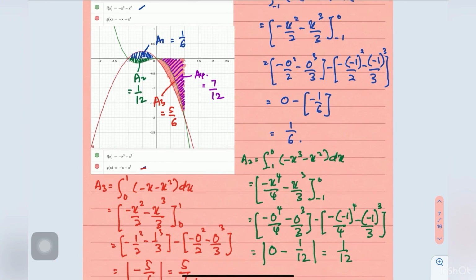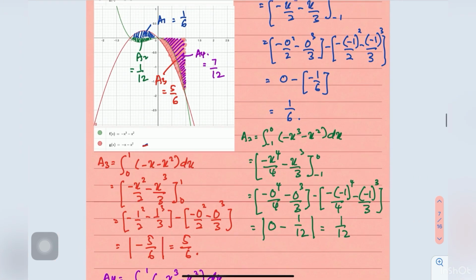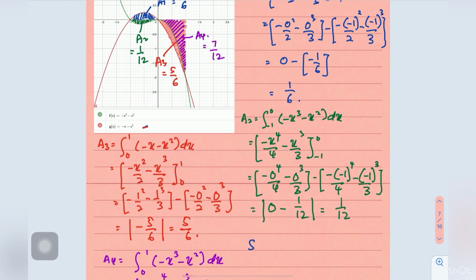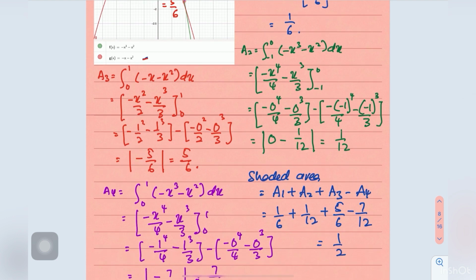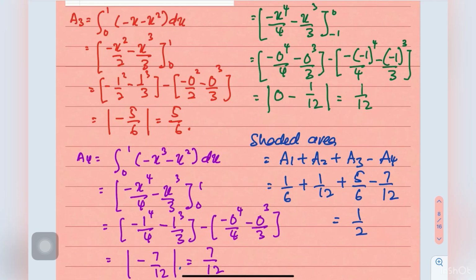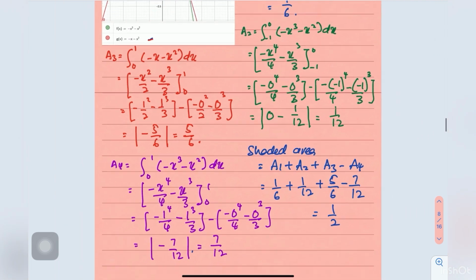Okay, finally the shaded area. The shaded area is area 1, plus area 2, plus area 3, minus area 4. So which is 1 over 6 plus 1 over 12 plus 5 over 6 minus 7 over 12. The final answer will be 1 over 2 unit squared. Okay, here is the solution of the whole question.